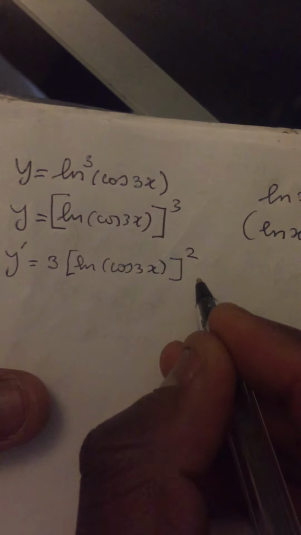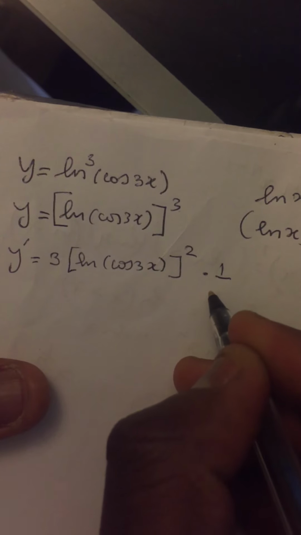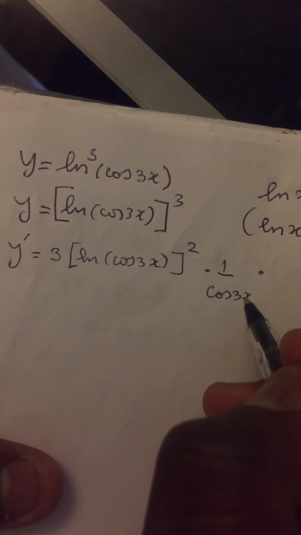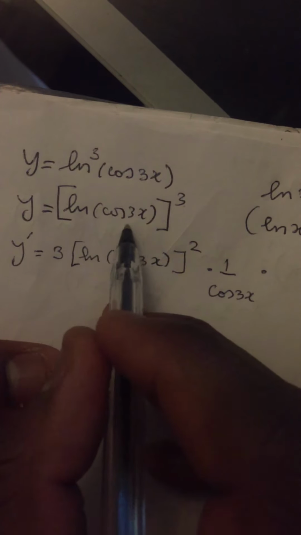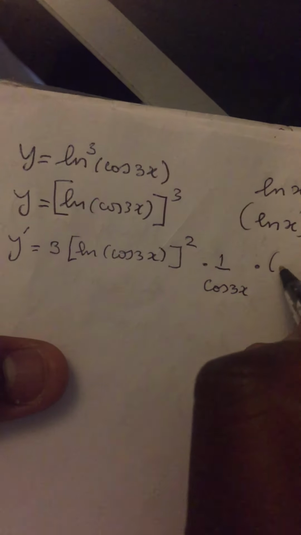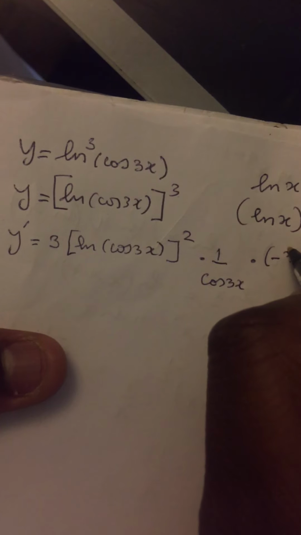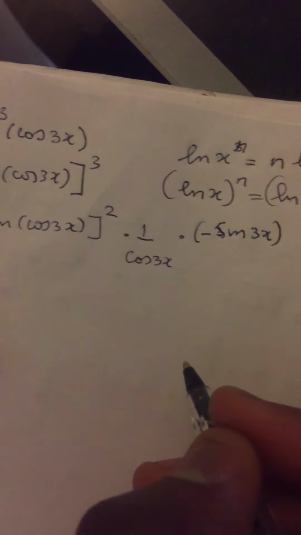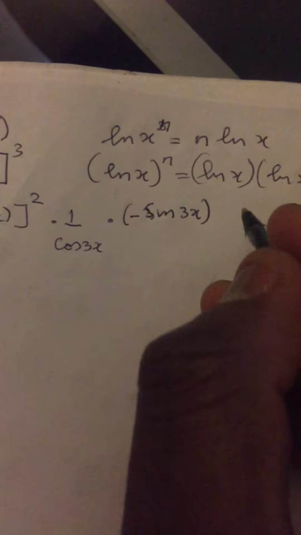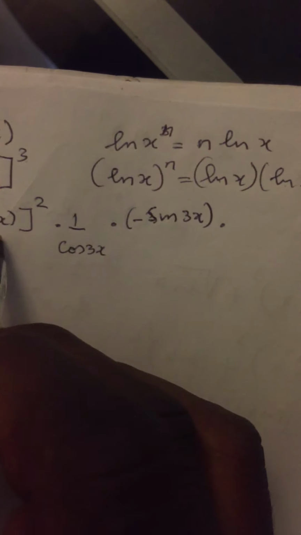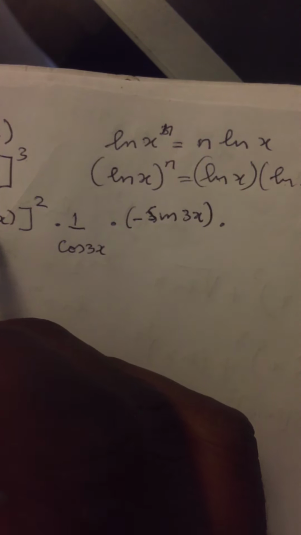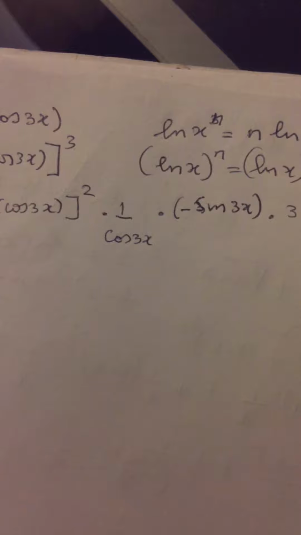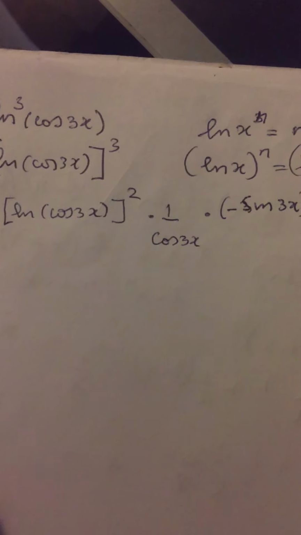I'll differentiate ln first. Differentiation of ln gives you 1 over the function, which is 1 over cos 3x, and then I'll multiply it by the differentiation of the function. What is the differentiation of cos 3x? It's going to give me minus sine of 3x, multiplied by the angle differentiated. It's going to give me 3.